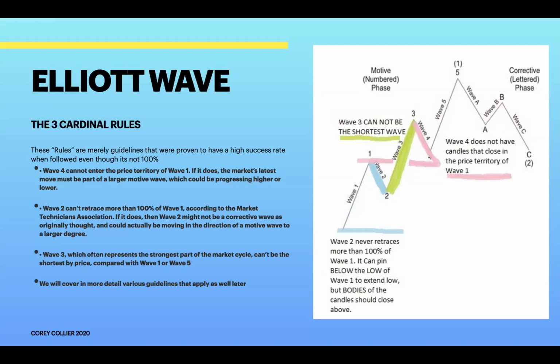The third rule says wave 4 does not have candles that close in the price territory of wave 1. If wave 4 has candles that close in the price territory of wave 1, or if wave 4 breaks the low of wave 2, then that's a trend reversal.